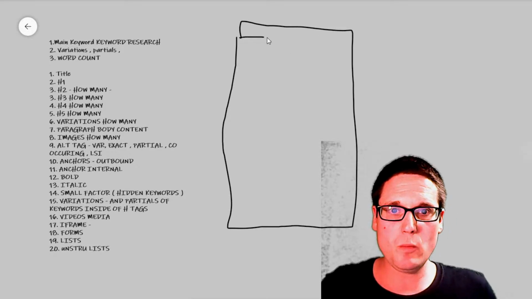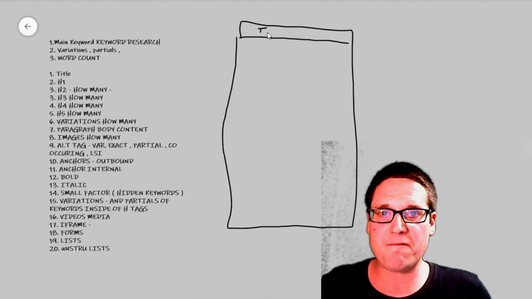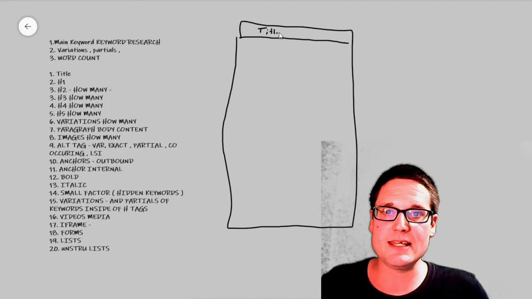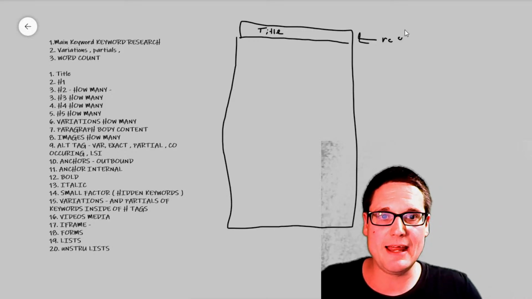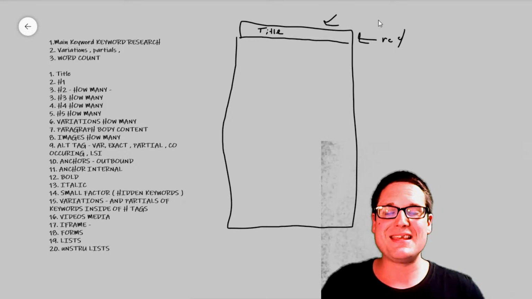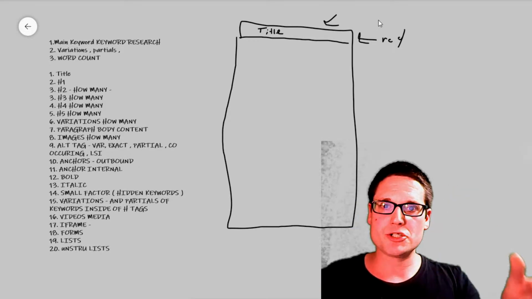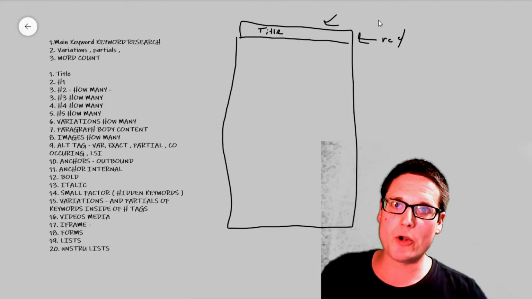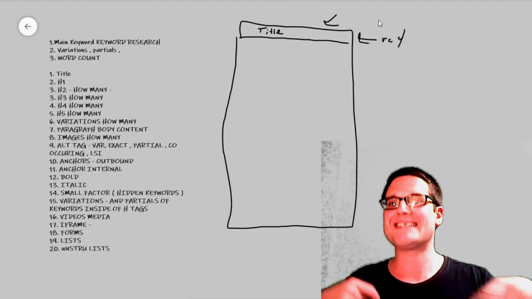So if we're starting with the title, that is going to be that first layer. So title is that first layer, okay? So this is like the red. And what I'm looking at in this section is, are they using an exact match? Are they using a partial? Are they using a co-occurring word? What are they putting in their title, in the URL bar, in the title?